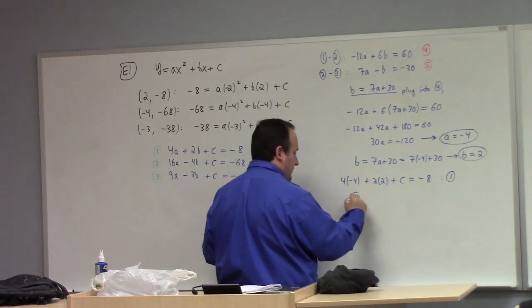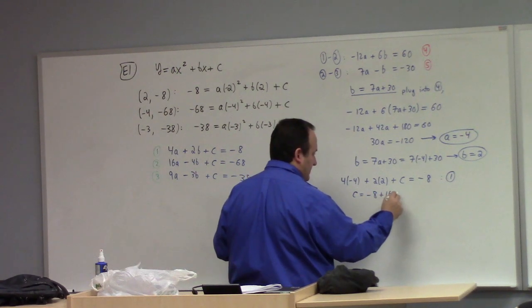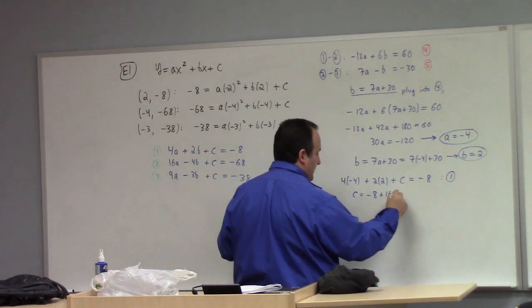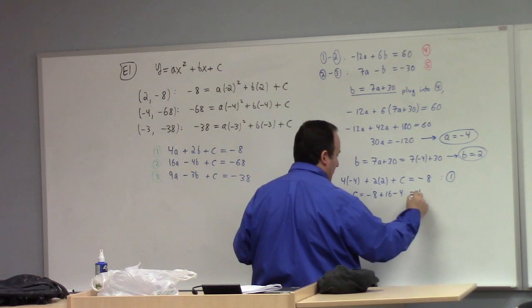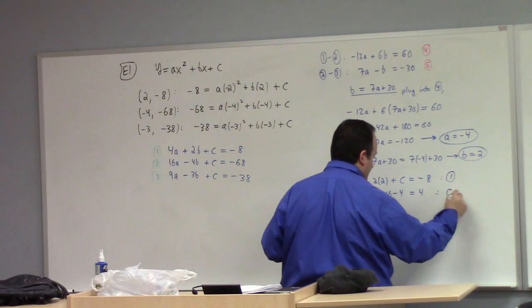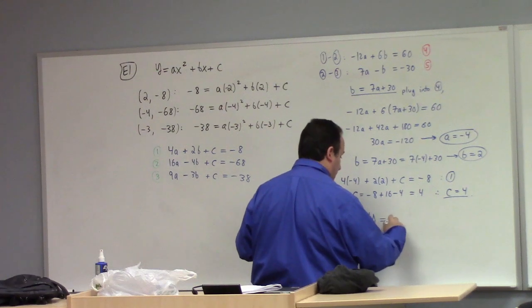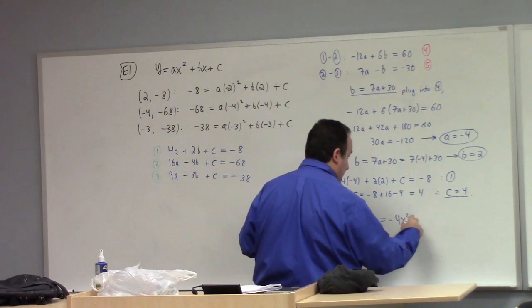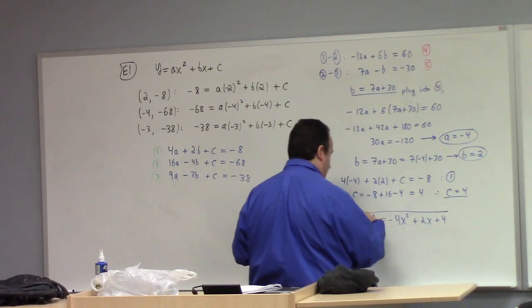And so c is equal to -8 plus 16 minus 4, also known as 4. So therefore, c equals 4. And my solution is y equals -4x squared plus 2x plus 4. There you go.